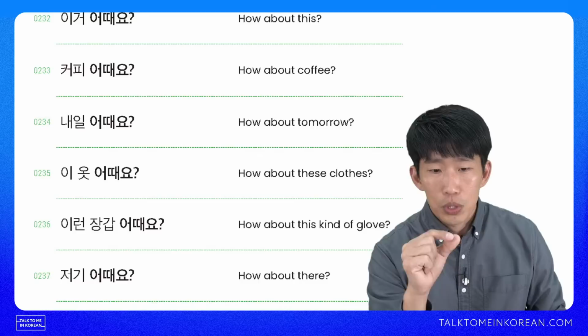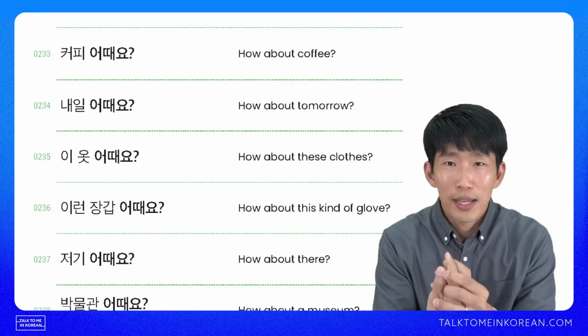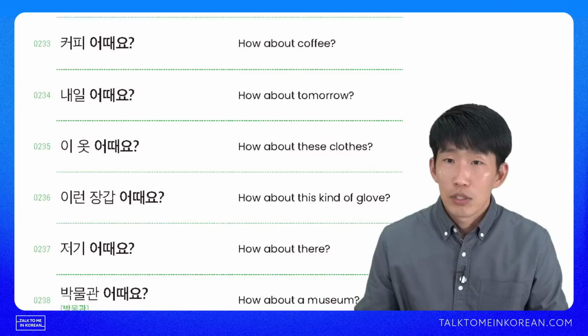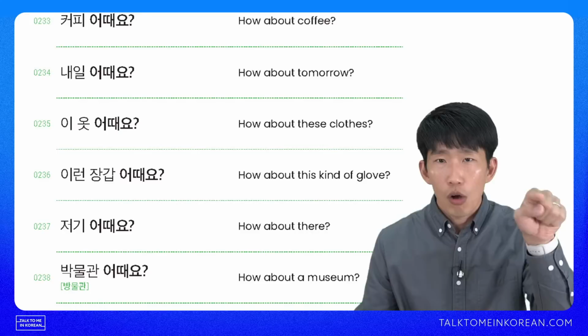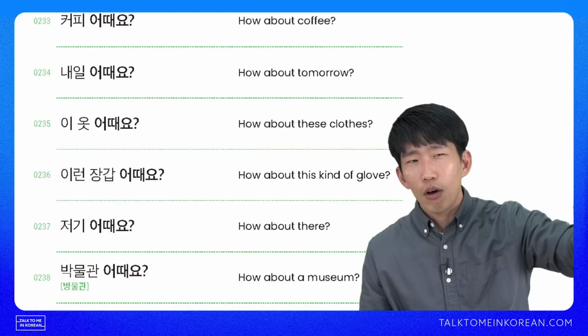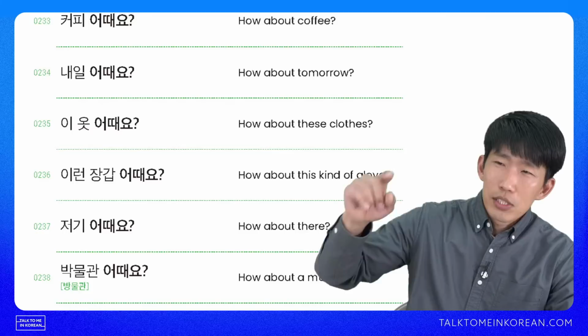And then 이 장갑 어때요? Do this with your hands too, if you can. 이 장갑 어때요? Alright? 저기 어때요? You have to do 저기 if it's far. The farther it is, the longer you say 저기 어때요? Or if it's even farther, 저기 어때요? If your eyesight is that good.